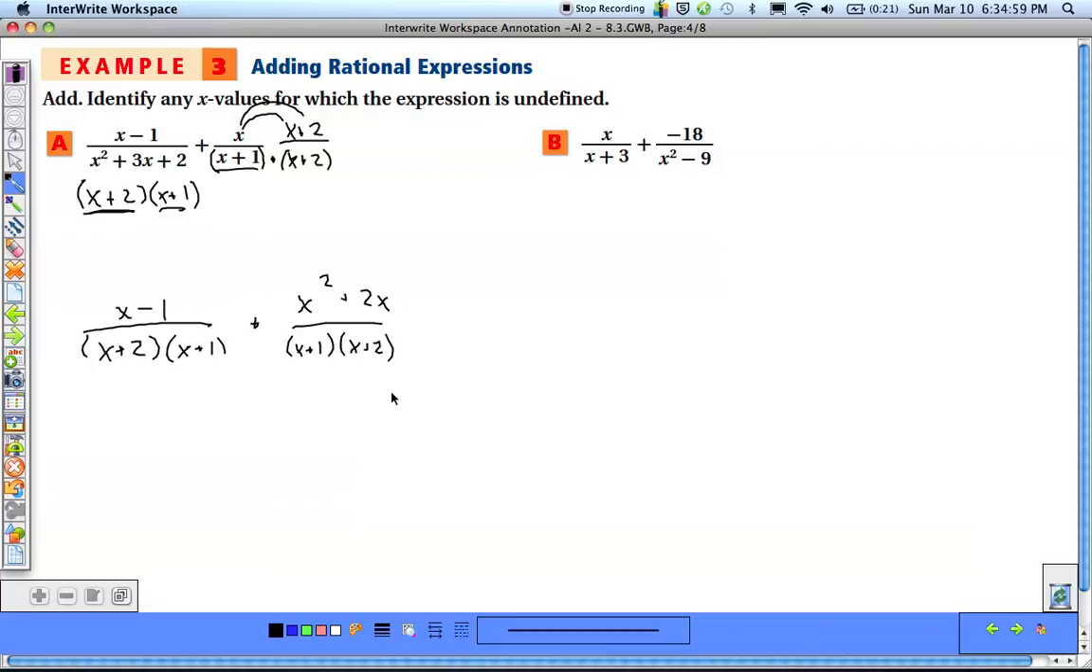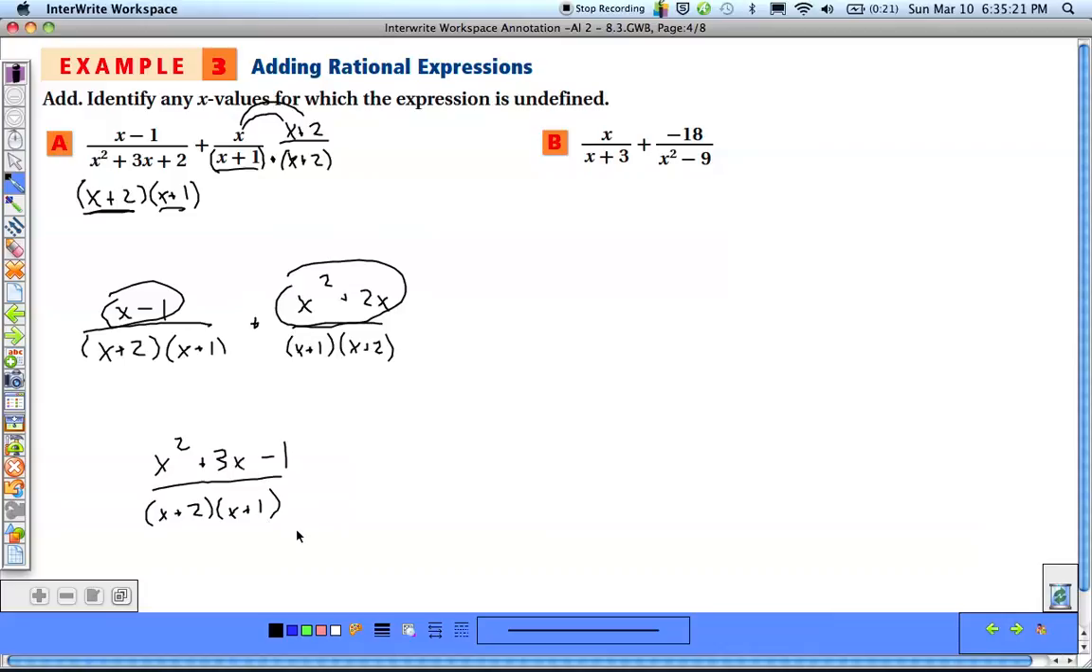Now that we have the common denominator, we just have to add our numerators together. So x minus 1 plus x squared plus 2x, really all we're talking about doing is combining our like terms. So we have an x squared, we have an x plus a 2x is going to be 3x, then we just have a negative 1, which is just going to remain as that negative 1. All over x plus 2 times x plus 1.